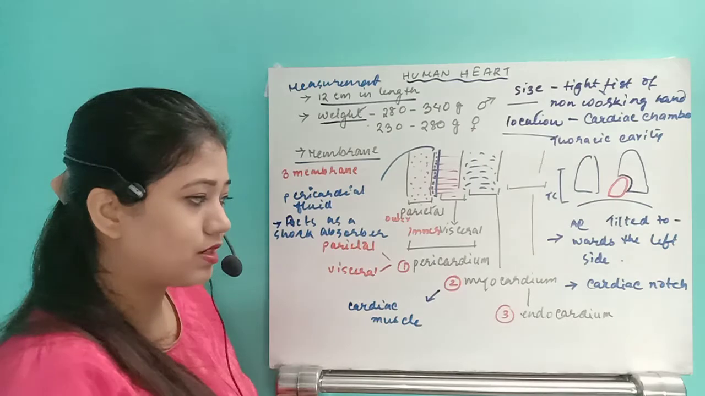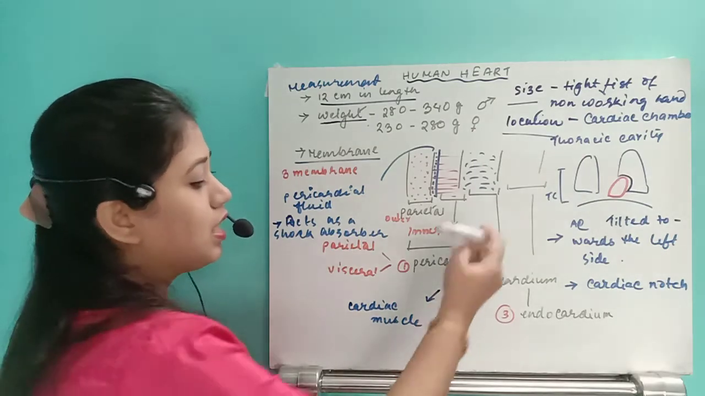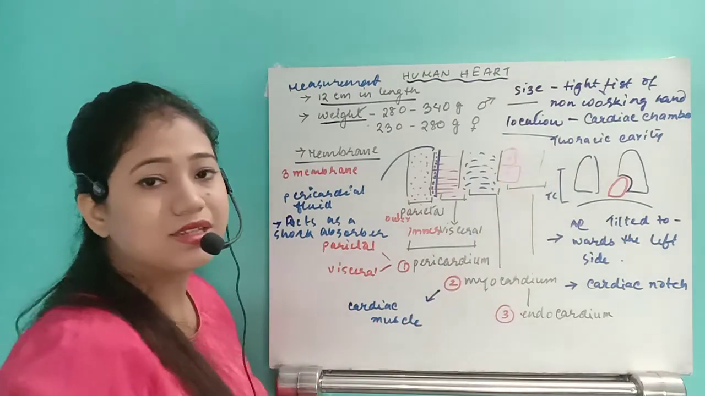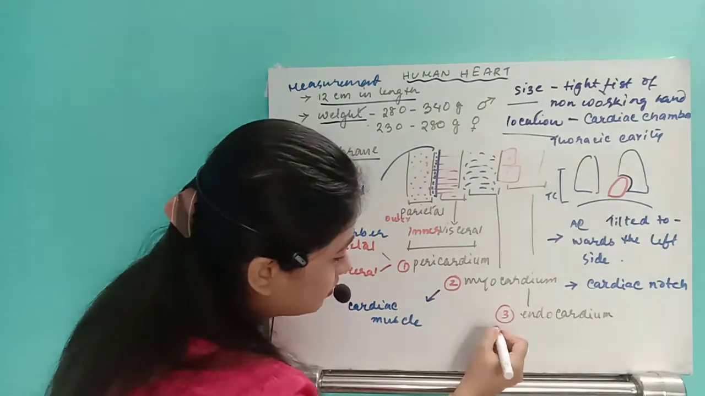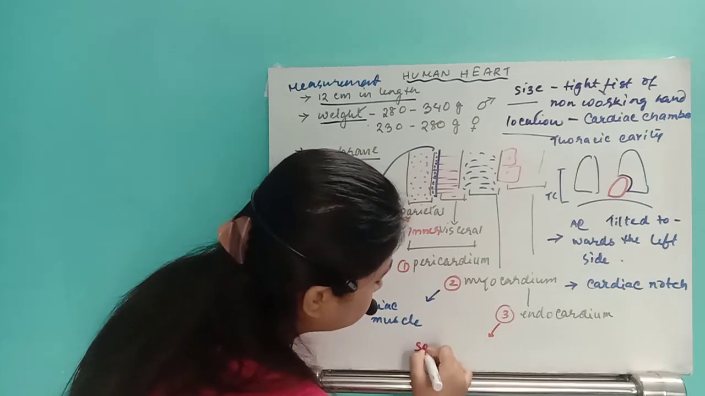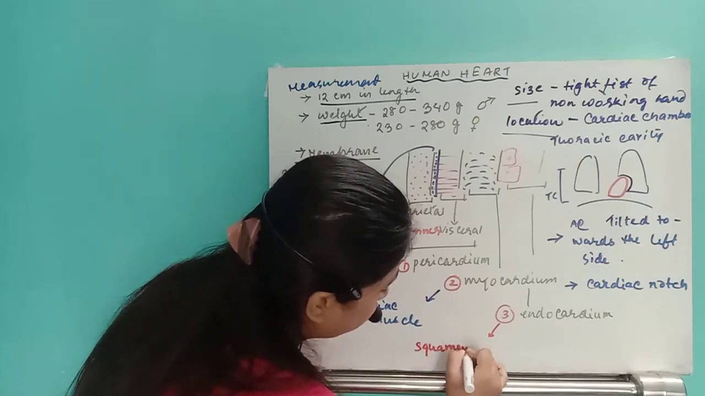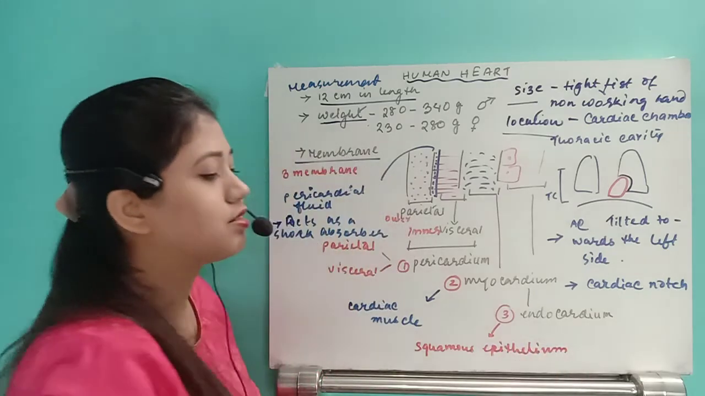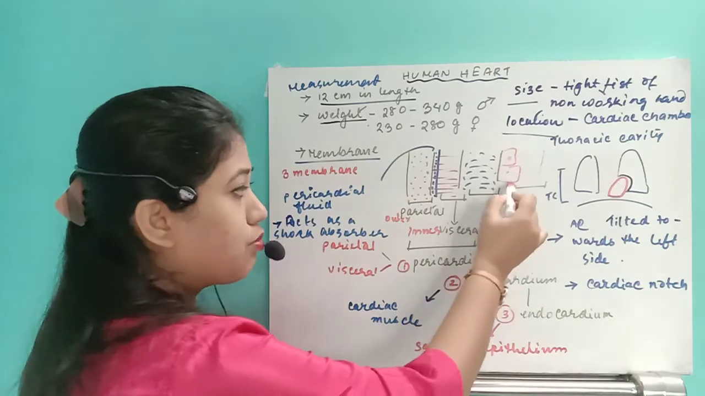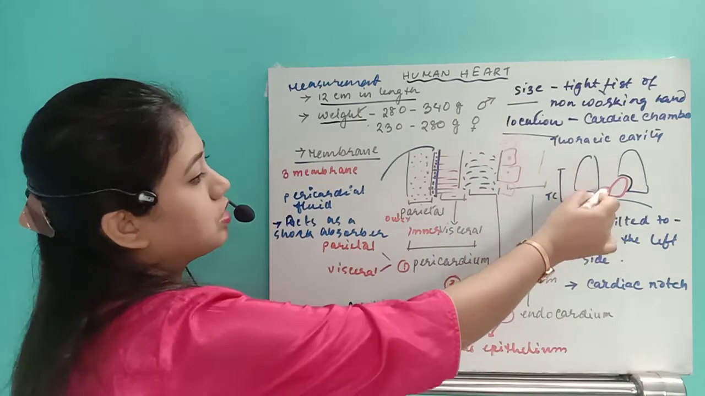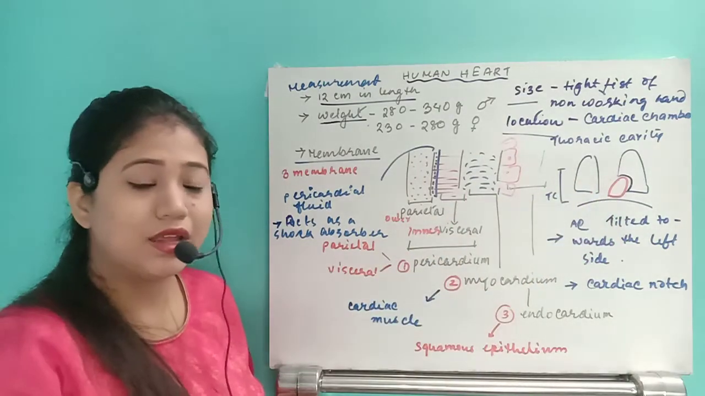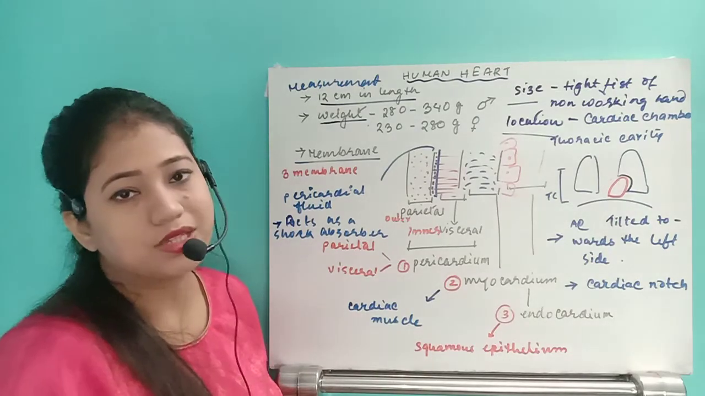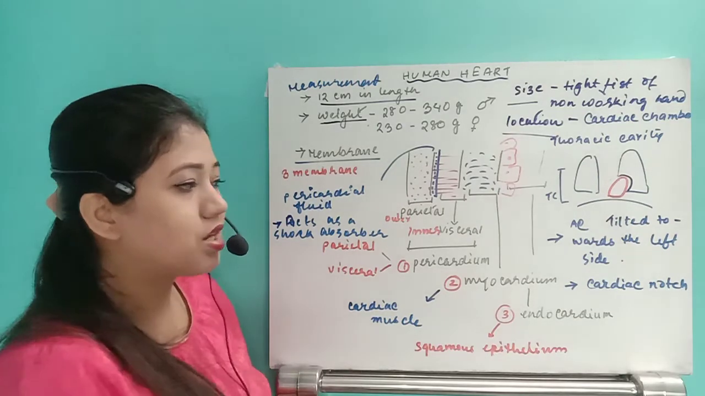And the last one, the inner membrane, what is that? That is the endocardium. So what is actually this endocardium? This will be the squamous epithelial cell. This squamous epithelium is nothing but the innermost layer present in the heart, which is attached to the heart wall. So these are just the introduction.